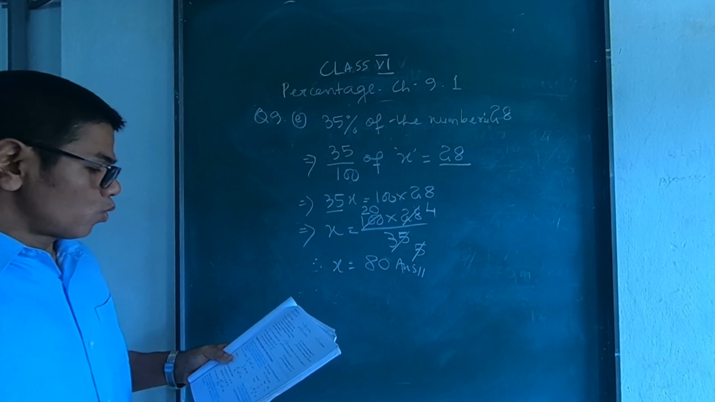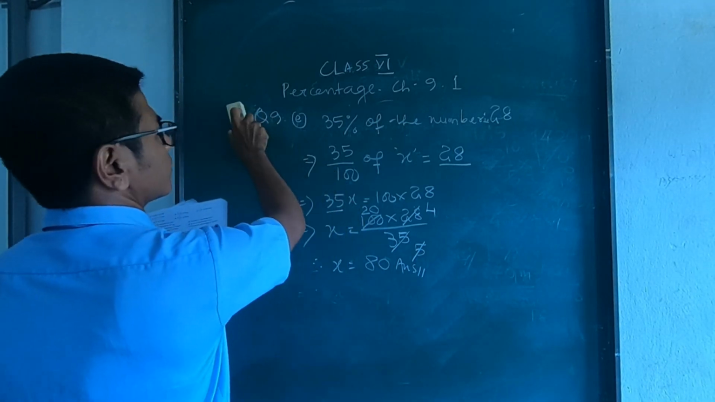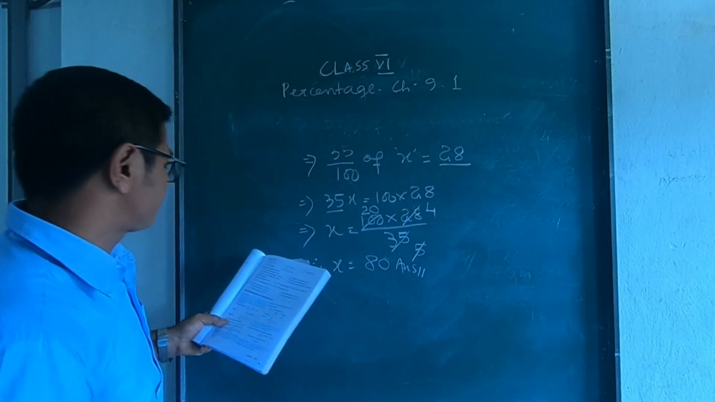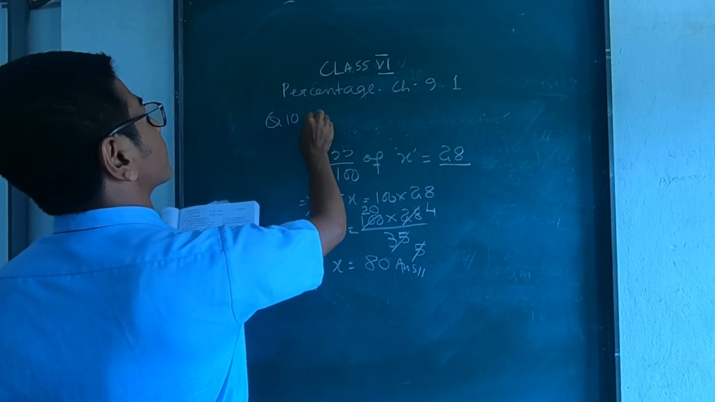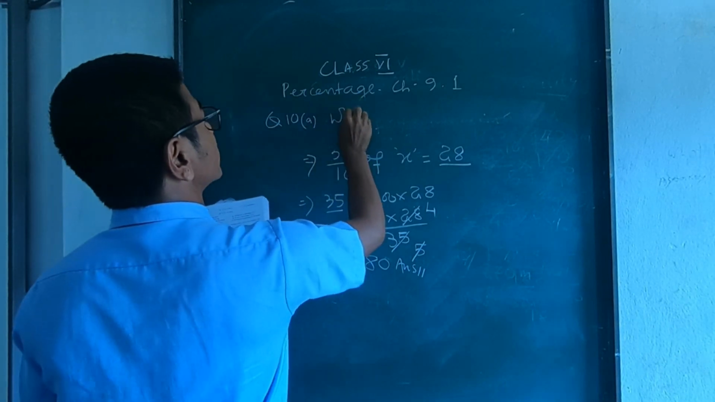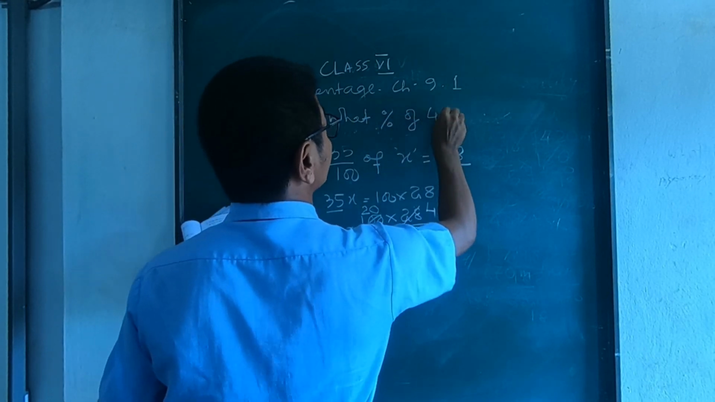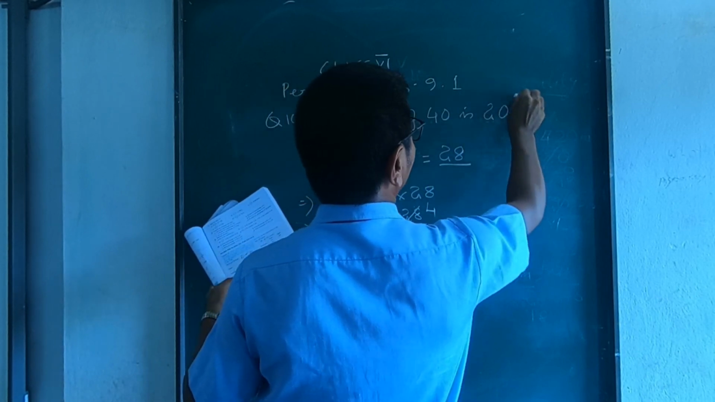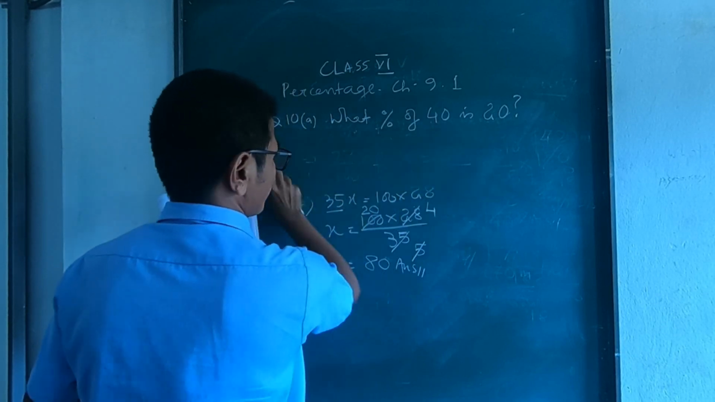Now we will do question 10. We have 2 more to do. Question number 10A. What percent of 40? The question reads like this: what percent of 40 is 20? That's the question we have, which we are supposed to solve.